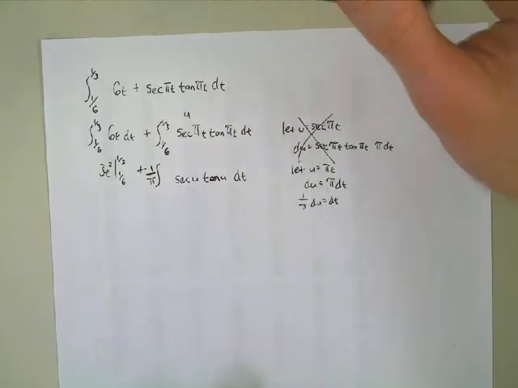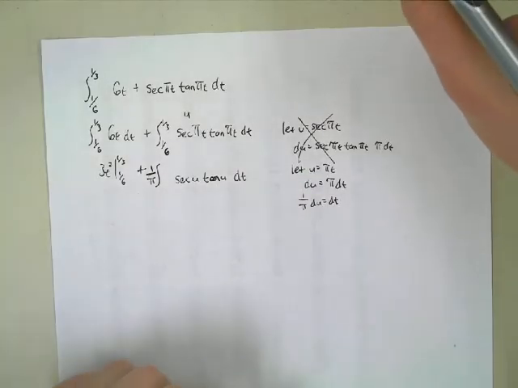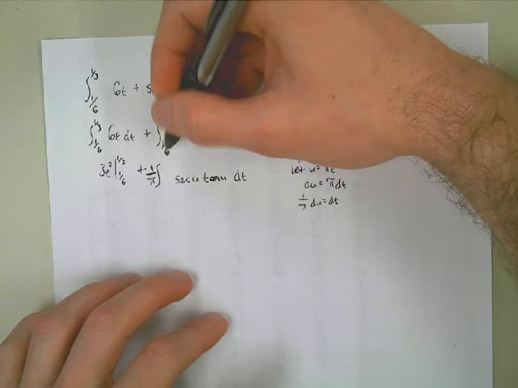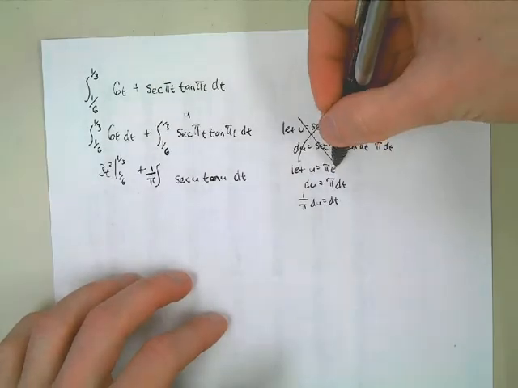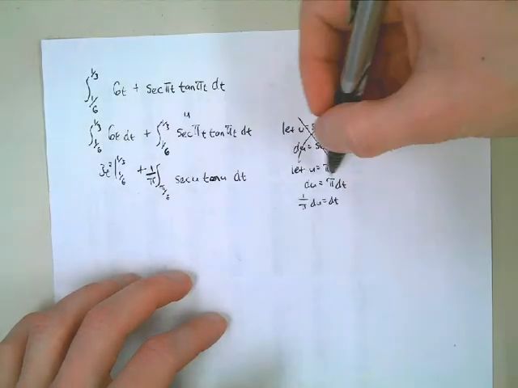All right, what are our new limits of integration going to be? 1 over 6 becomes what? Well, plug it in for t. Pi over 6. 1 over 3, plug it in for t. Pi over 3.